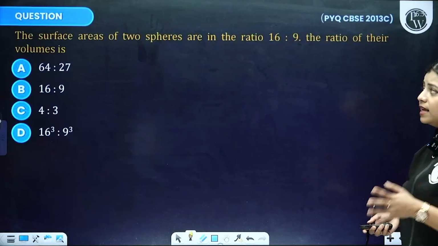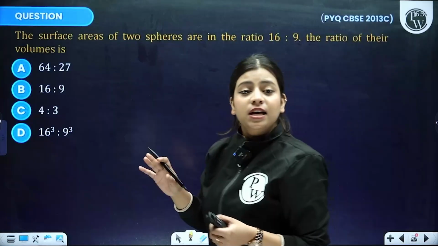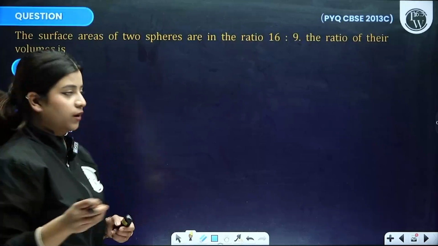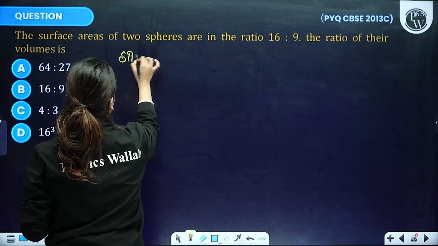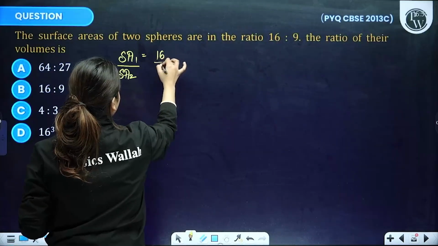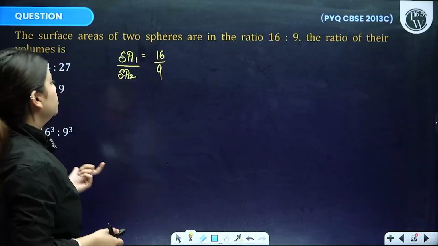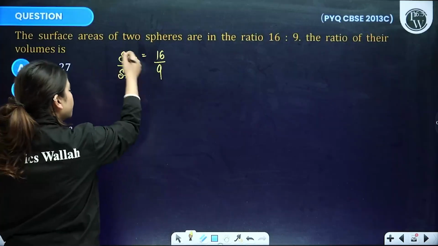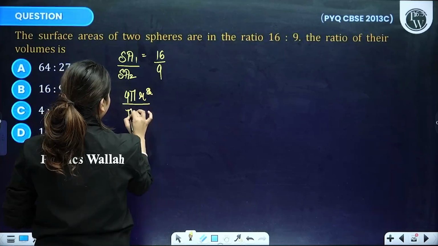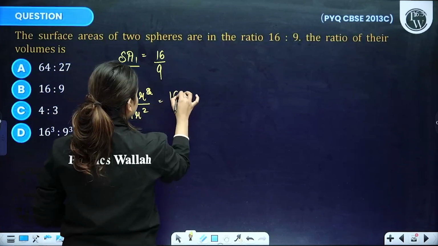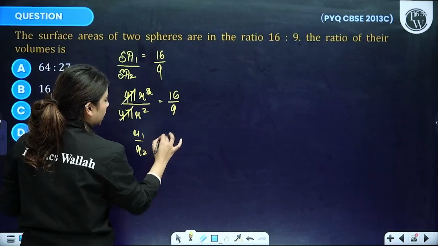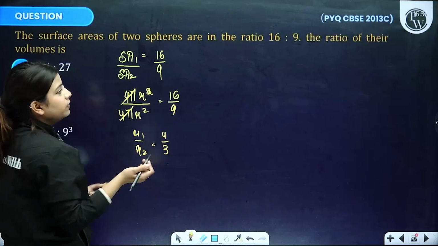Clear? Let's move forward. The next question says, the surface area of two spheres are in the ratio 16:9. What is given? Surface area 1 upon surface area 2 is given to you as 16/9. The ratio of their volume we have to find out. So what is surface area of sphere? 4 pi r square upon 4 pi r square is equal to 16/9. 4 pi cancel. So r1 upon r2 becomes 4 by 3. And we have already done this question.